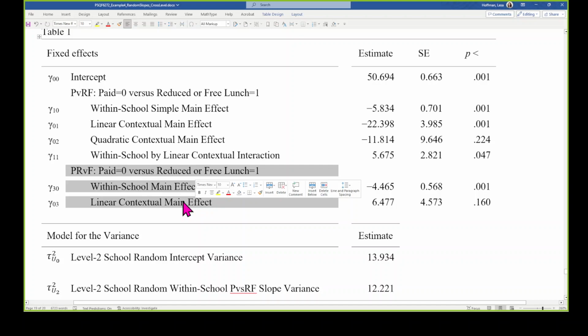Reduced versus free is the same for everyone. But paid versus reduced is not. Paid versus reduced depends on what kind of school you go to.